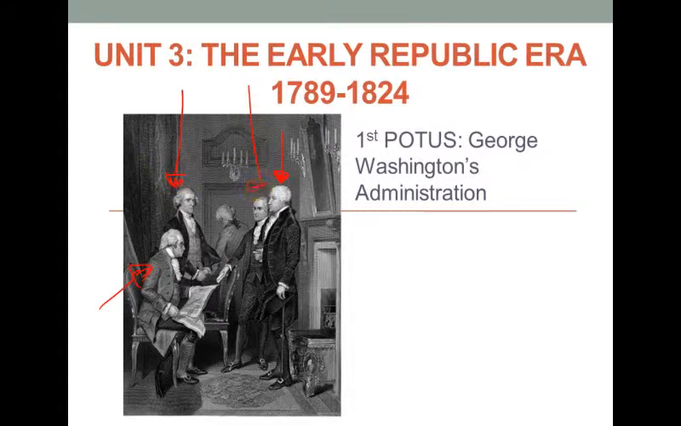Does anyone know who this guy is? Madison? No. You'll meet him later. Oh, my mistake. That's not John Adams. That's some other guy. We'll talk about him in a second.